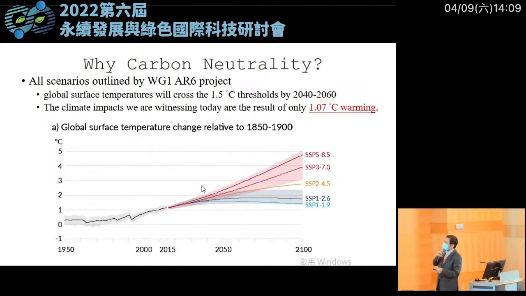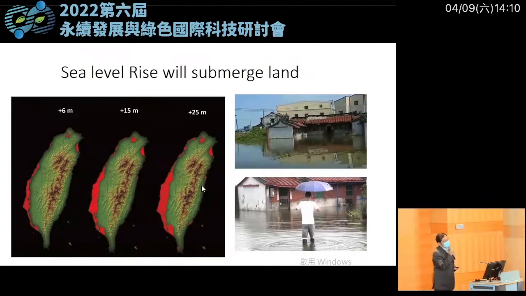by the end of this century, our temperature may cross 1.5 degrees. This is a very big issue. The first issue is that because of the rise of temperature, the sea level will rise because ice will disappear. If you look at Taiwan, you can see this place, Yunlin and Chiayi. This is the first impact to our island.